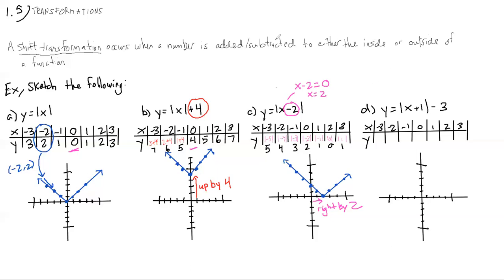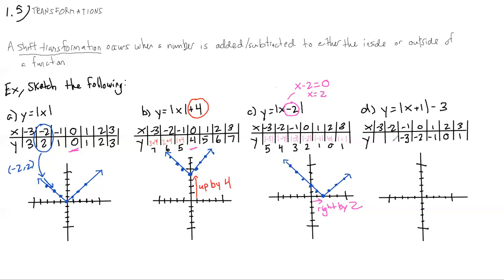All right, and so for the last one, I'm not going to do the rough work. I'll just do the calculations here. Hopefully you believe me. If I do 0, I'll get 1 minus 3 is -2. If I plug in 1, I get 2 minus 3 is -1. If I plug in 2, I get 3 minus 3 is 0. And 3, I get 4 minus 3 is 1. If I plug in -1, I'll get 0 minus 3 is -3.